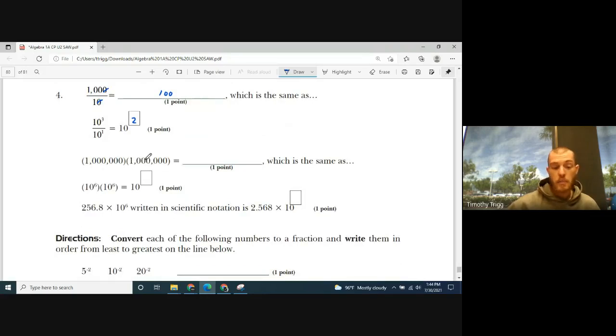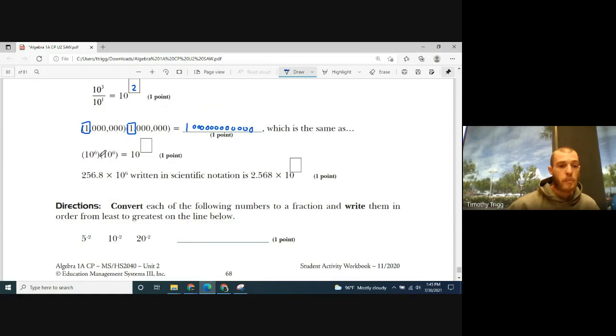When you're multiplying things with a bunch of zeros, one thing you could do is just multiply the front numbers. So 1 times 1, well, that's 1. And then add all the zeros at the end. So you'd have a total of 12 zeros. So 1, 2, 3, 4, 5, 6, 7, 8, 9, 10, 11, 12. When you're multiplying things like this, as long as you have the same base, you could just add the powers, right? So that's the same as 10 to the power of 12, which is the same thing as this. These are both the same problem.